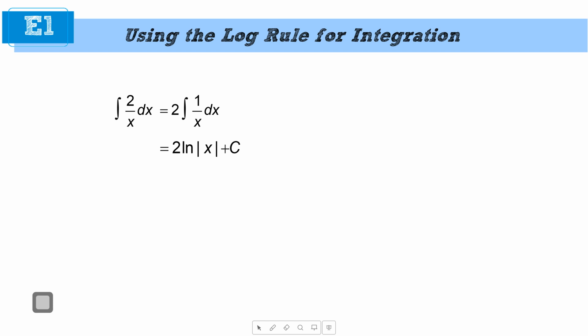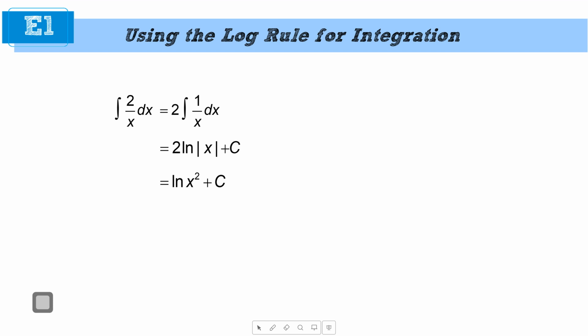Why a plus c? Indefinite integral, no limits of integration.